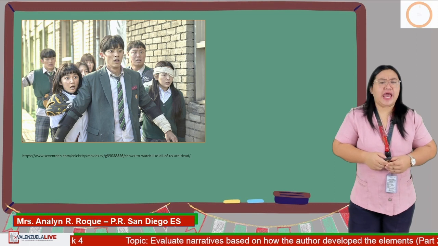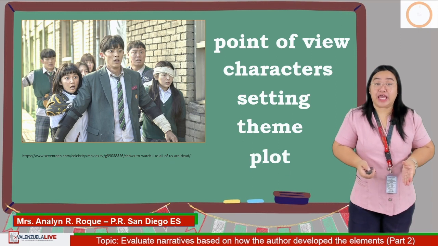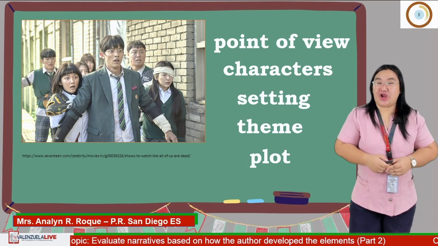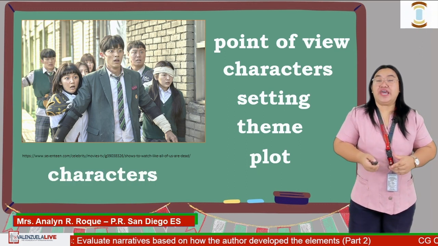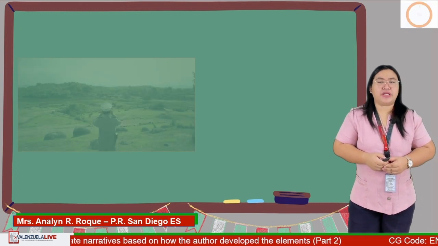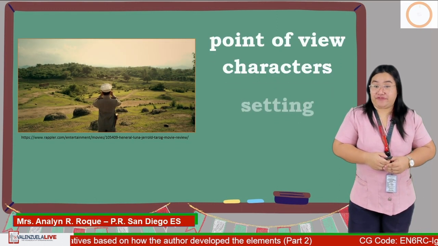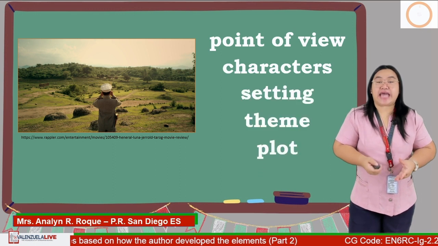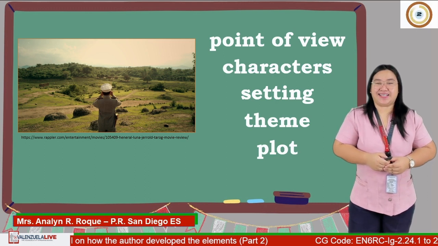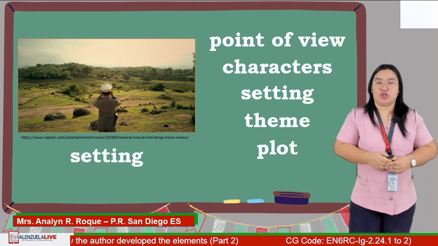Picture 1. Is this an example of point of view, characters, setting, theme, or plot? You are right. The answer is characters. These are the some of the characters from All of Us Are Dead. How about our next picture? Look at picture number 2. Is it point of view, characters, setting, theme, or plot? Yes, it's setting. It is the vast scenery from the movie General Luna.